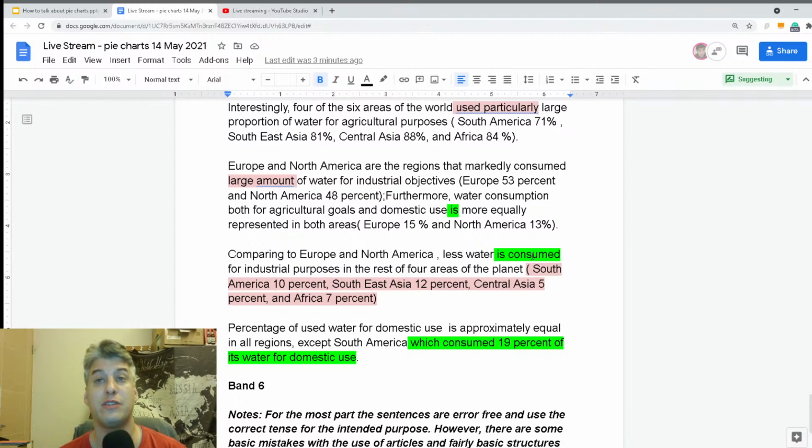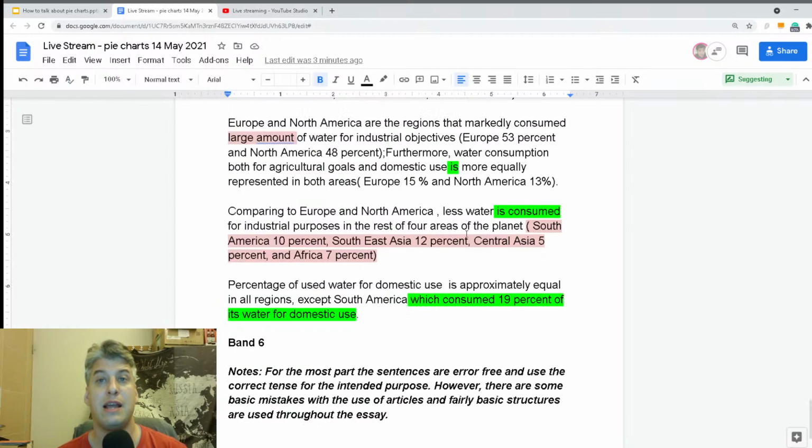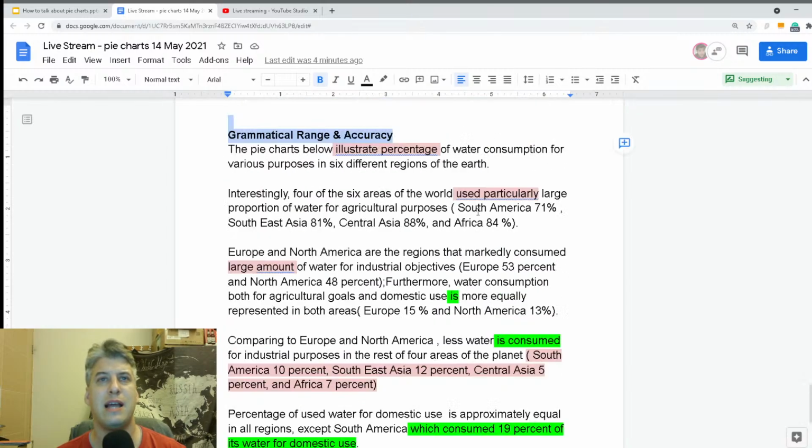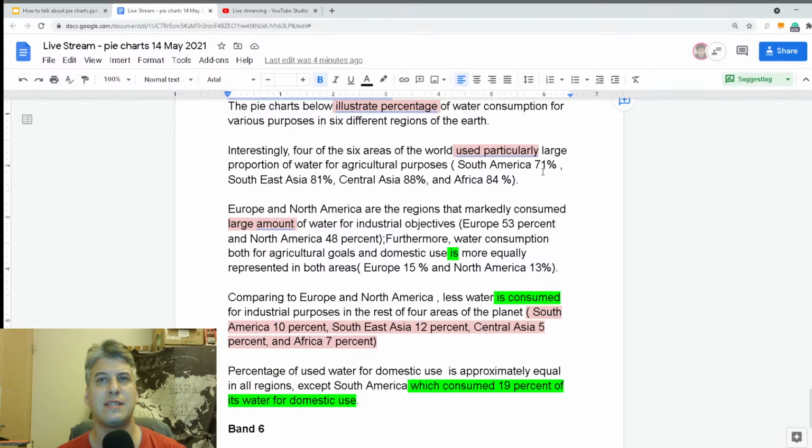They've used it a few times, actually. So this is really great. Now, the other thing I've highlighted here, so in the brackets, the writer's kind of listing things. They've done this a few times. Now, I don't mind it so much here, where it says Europe 15% and North America 13%. But the other cases, I don't like it.